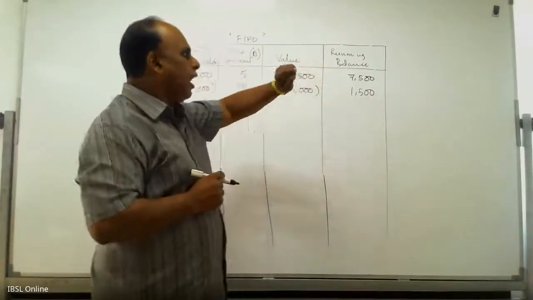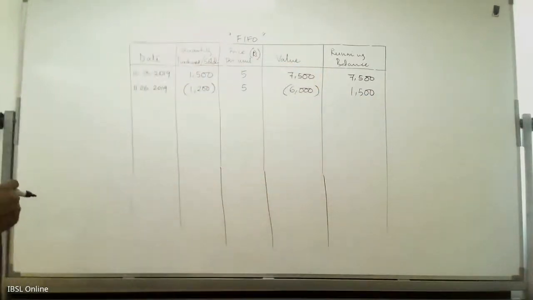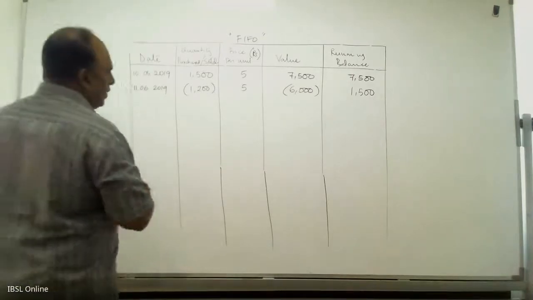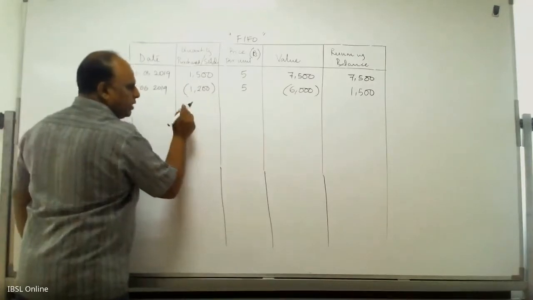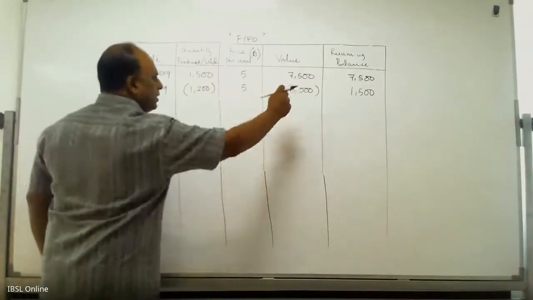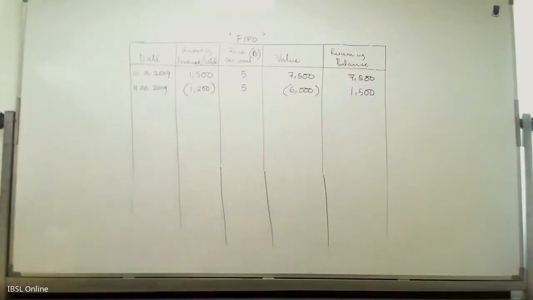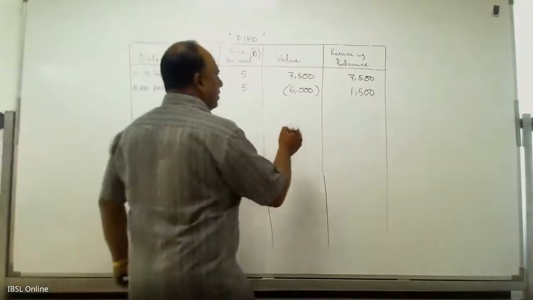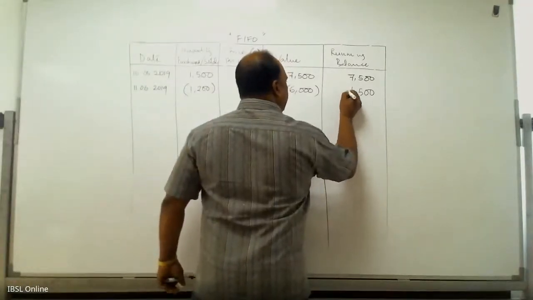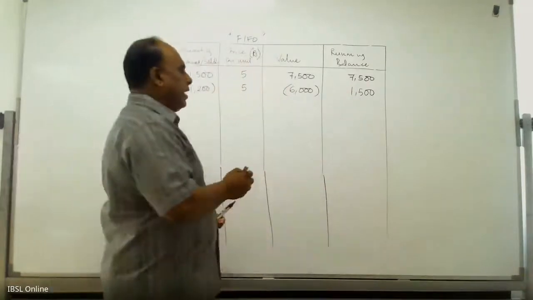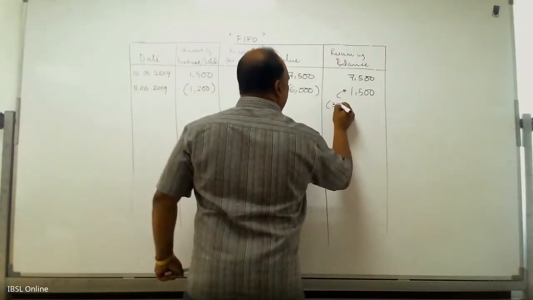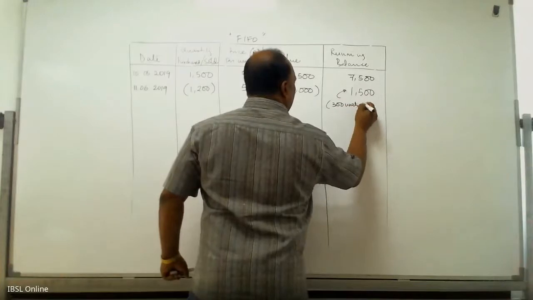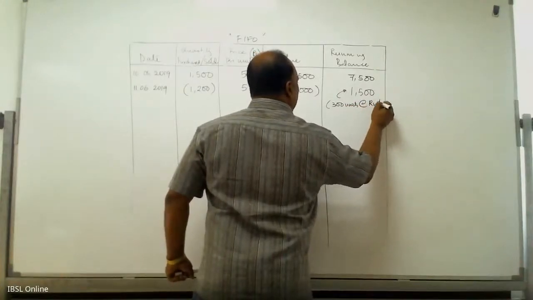Now you might be wondering how this 1500 value came. Basically, 1500 is 1500 minus 1200, which is 300 units. The 300 units into 5 rupees is the 1500. What I'm going to write here is not relevant, so don't write it in the exam, but actually this is 300 units at rupees 5, just for your reference.